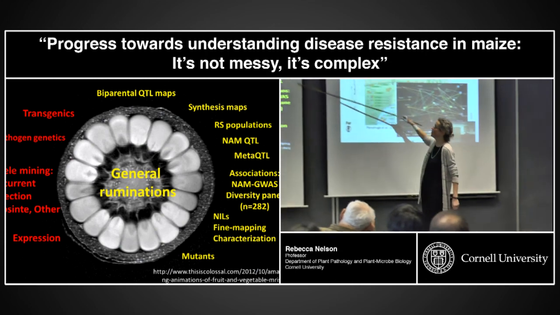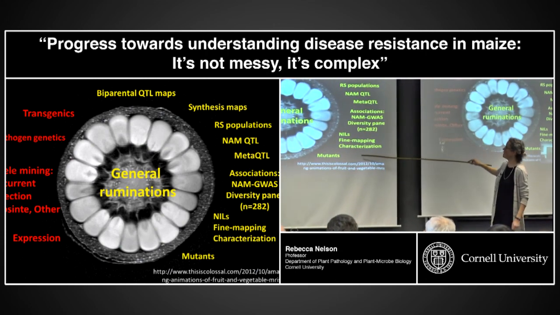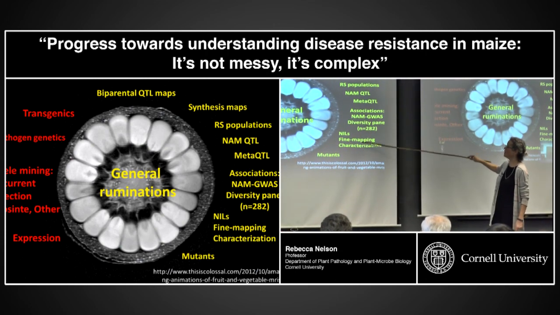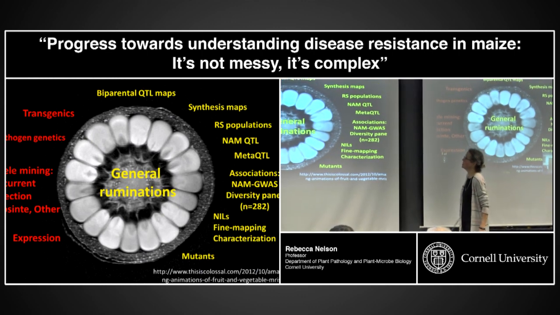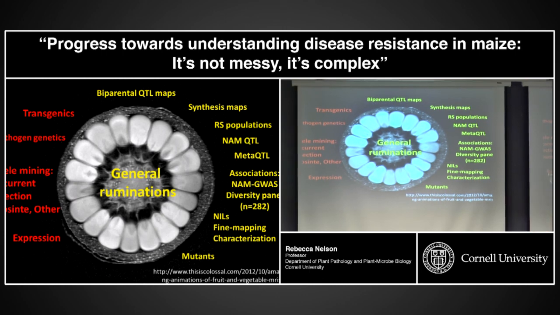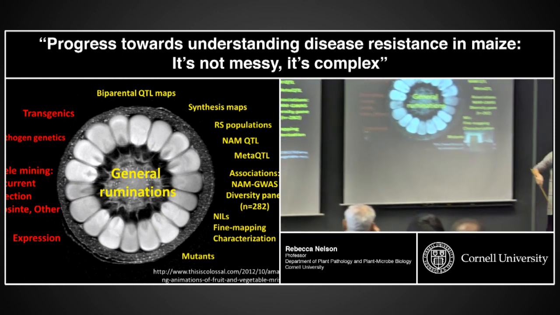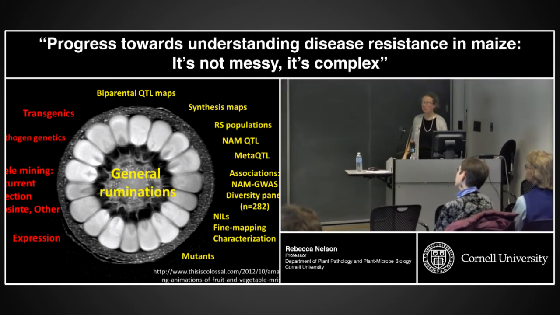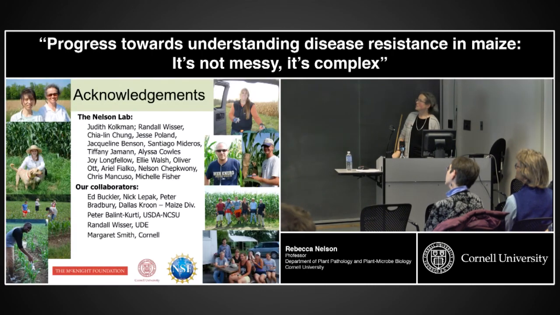We've had great advantage of a diversity of genetic resources here at Cornell, particularly from the Maize Diversity Project, and getting into transgenic pathogen genetics and better allele mining and expression is going to help us have a deeper understanding of these complexities.